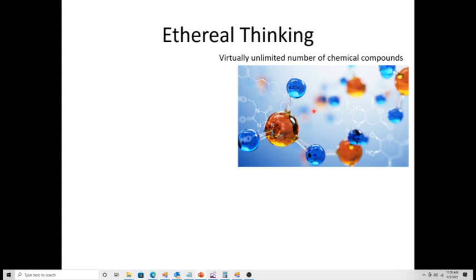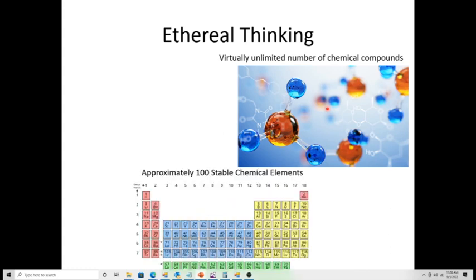So basically, out in the universe, you have a virtually unlimited number of chemical compounds, virtually infinite. The ways you could put together hydrogen and oxygen and helium, or helium doesn't really bind with anything but itself. But anyway, you have virtually unlimited. And then all of these chemical compounds are synthesized by 100 or so stable chemical elements. Now, there could also be unstable chemical elements too that aren't shown here. That is well known. You get stable and unstable chemical elements.